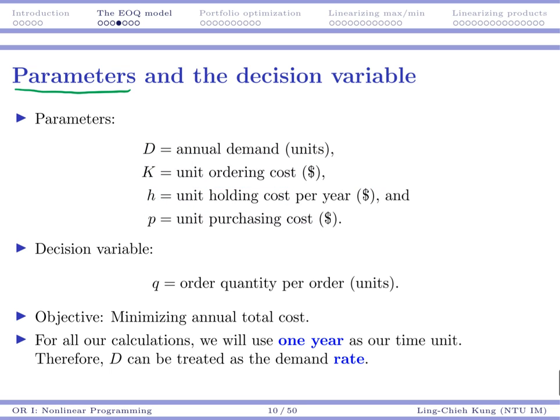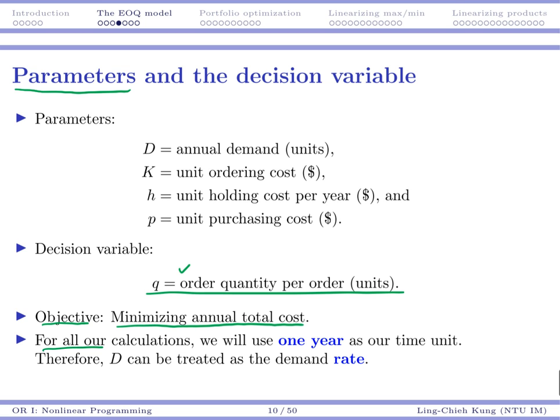Once we have that, now we want to make a decision on our order quantity. So Q is the number of units we want to order in a particular order. All right. Our decision is going to be made so that we may minimize the annual total cost.